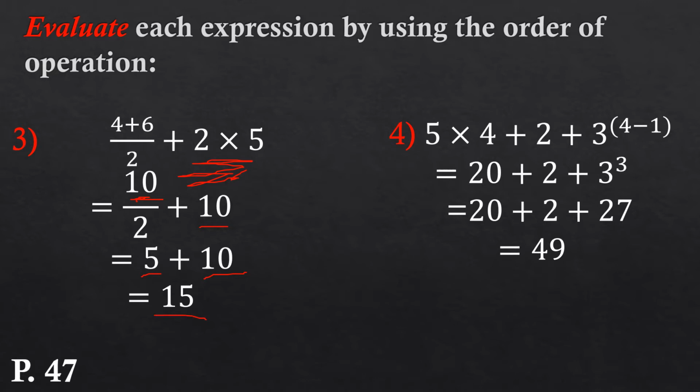So number 4: 5 times 4 plus 2 plus 3 power 4 minus 1. So 4 minus 1 equals 3. Here we have multiply. We have to finish with the multiply and then we will add them. Okay, so 5 times 4 equals 20. Here we have a power, so you have to finish with the power and then add them. So 3 times 3 times 3 equals 27. 27 plus 2 plus 20 equals 49.